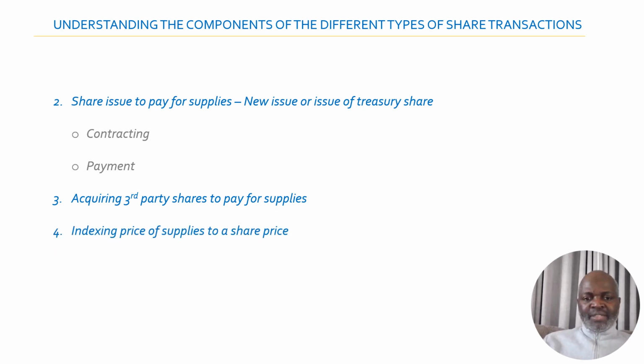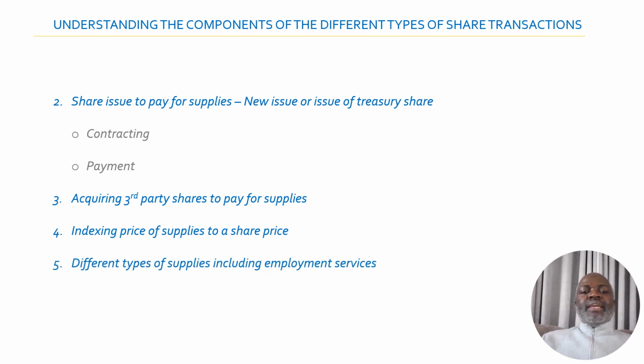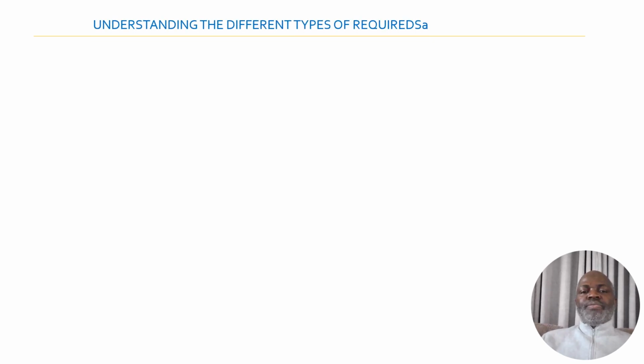will earn you marks. Another type of share transaction is where there is a supplier arrangement, or an arrangement of suppliers of goods or services, and the amount now is determined by the price of a share elsewhere. Then lastly, I would say we need to look at the different types of supplies, including employment services.